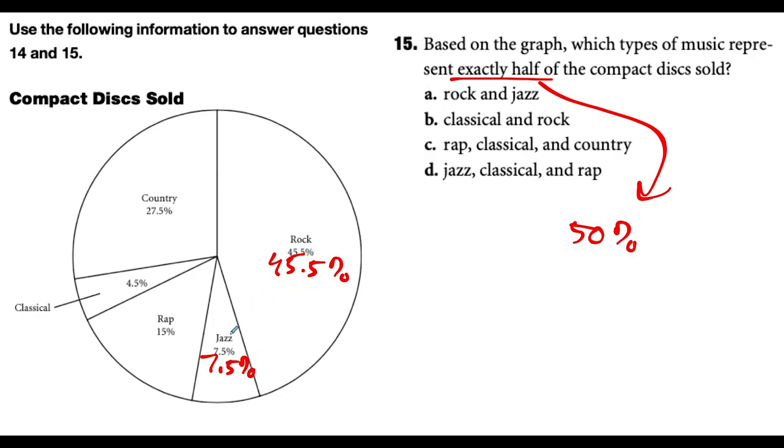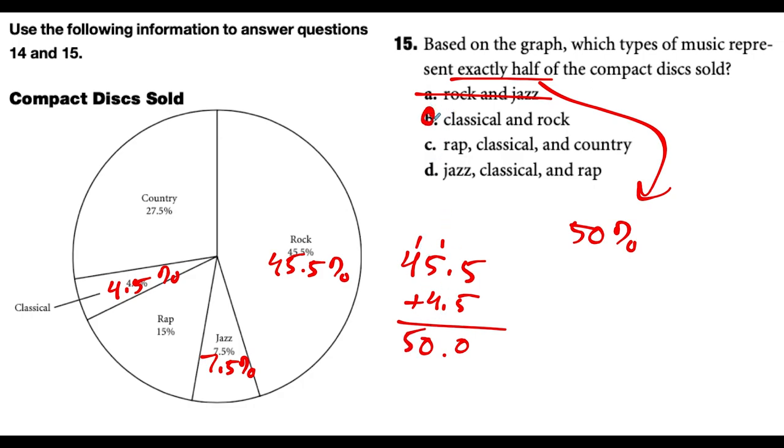This wouldn't work because when we add these, what I'm thinking about right away is if I add something bigger than 5 to 45, it's going to be more than 50. So 45 plus 7, I don't have to find exact values here, is going to be more than 50. But if I did 45.5 plus 7.5, that's going to work out to 53%. So this is too much. Classical and rock, if we look at those, classical is 4.5%. That's over here. And plus rock, if we add those together, that's going to equal exactly 50%. 45.5 plus 4.5, if we work this out, we get 10, carry the 1. We get another 10, carry the 1. This works out to exactly 50.